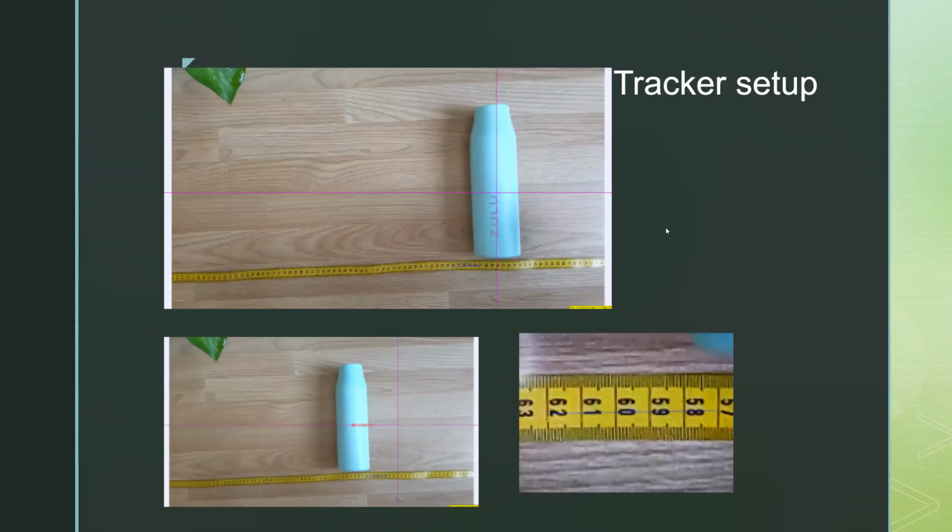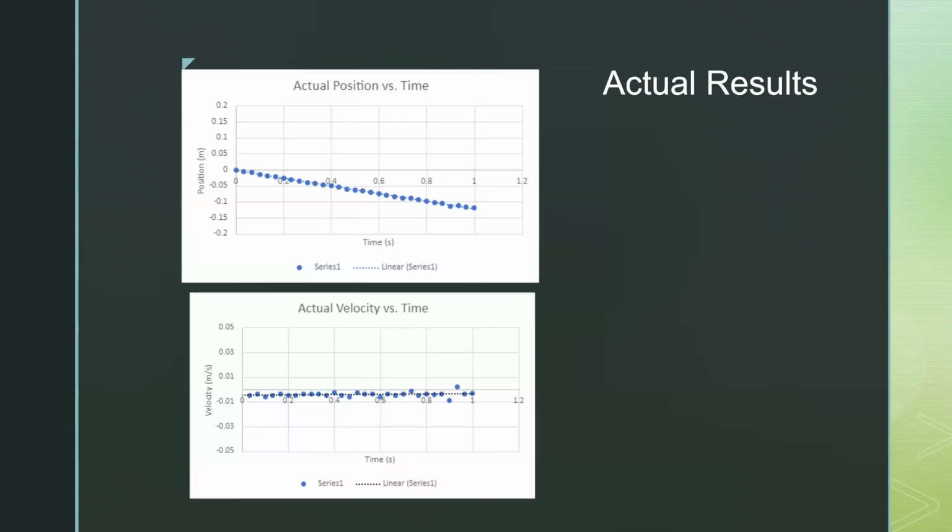Now, here is the tracker setup. For my tracker setup, I put the origin point at the starting point of the water bottle in the video. And if you look in the bottom right corner, you could see the blue line. I put it from the 57 centimeter tick mark to the 62 centimeter tick mark on the tape measure I put beneath the water bottle's path to give the tracker a sense of scale.